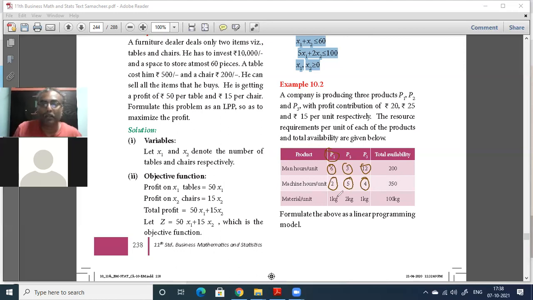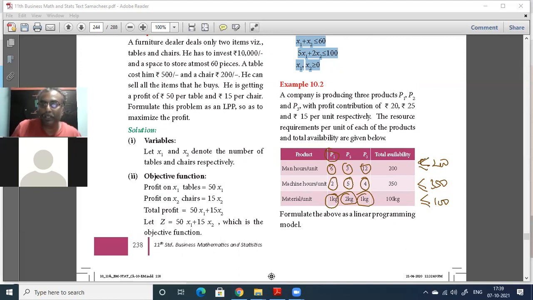Material that is used. In order to make one product P1, 1 kg of raw material is used. That is a constraint. For P2, you need 2 kg of raw material. For P3, you need 1 kg of raw material. These are also constraints. Now you have to formulate the above as a linear programming model. Total availability maximum is less than or equal to 200, less than or equal to 350, less than or equal to 100. These are also constraints. So all this is there.